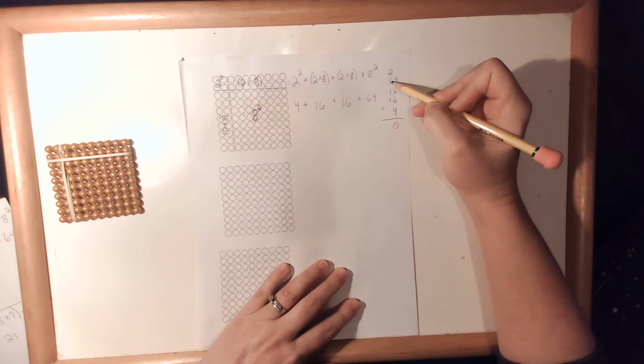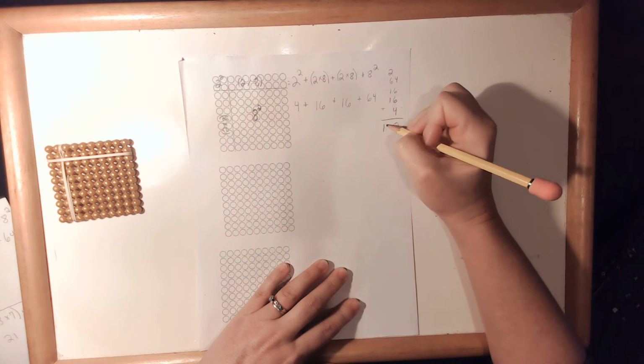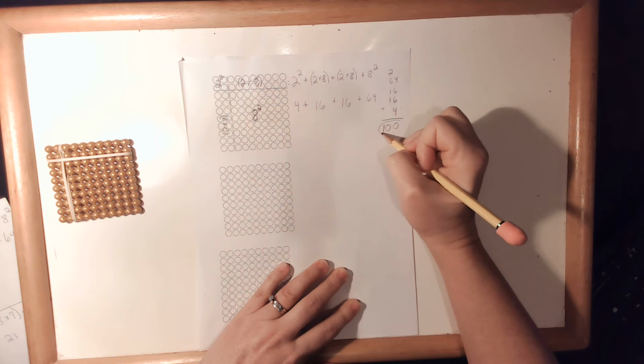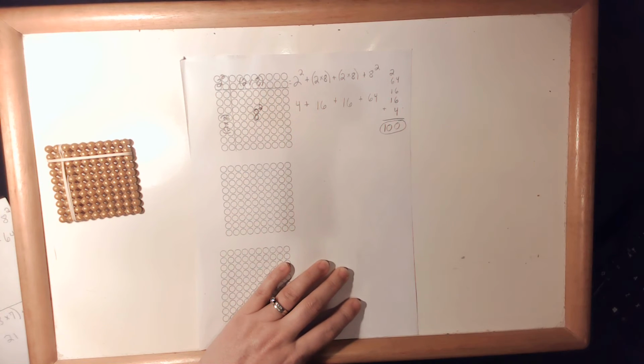2 plus 6 is 8, 9, 10. And look at that, we did get it correct. So let's take a look at another one.